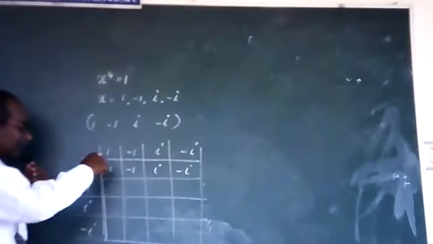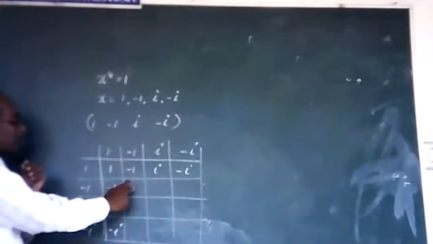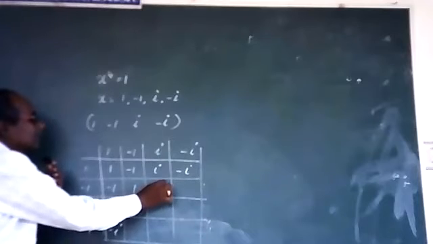Similarly, the first column also can be easily filled. Minus 1 into 1, minus 1. i into 1, i. And minus i into 1, minus i. Now this box, minus 1 into minus 1, 1. Minus 1 into i, minus i. Minus 1 into minus i, it is i.